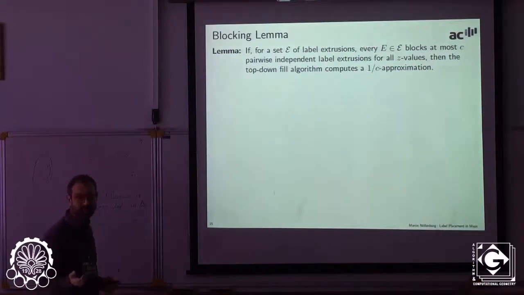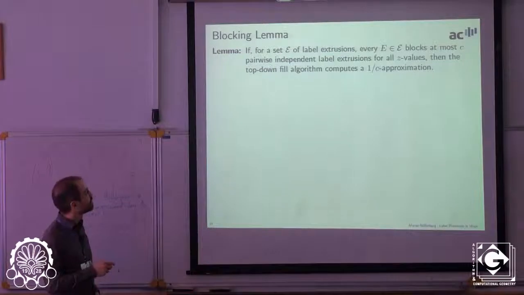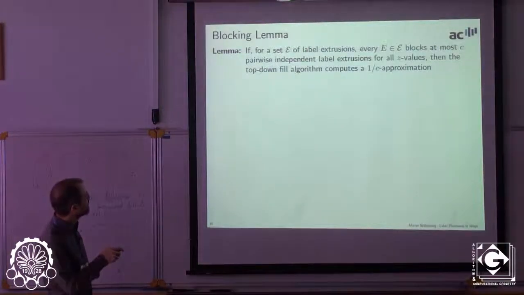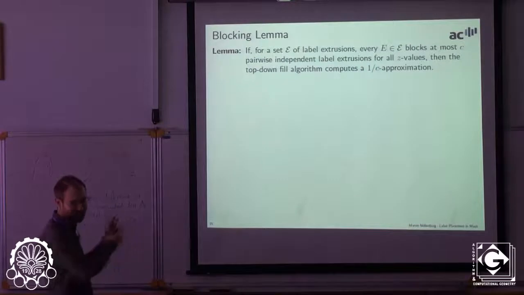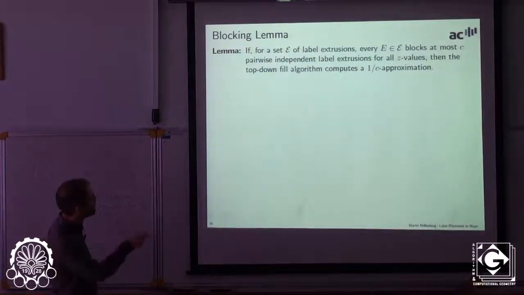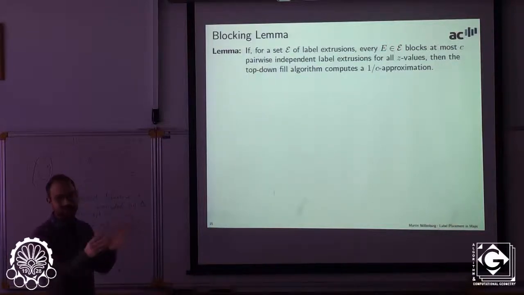So to get the approximation factor, something that is useful is this so-called blocking lemma. So it takes a set E of, think of label pyramids, but we call them more generally extrusions as 3D shapes. And if it's true for the configuration that we have, that every pyramid that you take blocks at most C pairwise independent other blocks for all Z values, so when you select one, there's at most C independent that you could have chosen instead, then the algorithm that we had seen here gives you a 1 over C approximation.